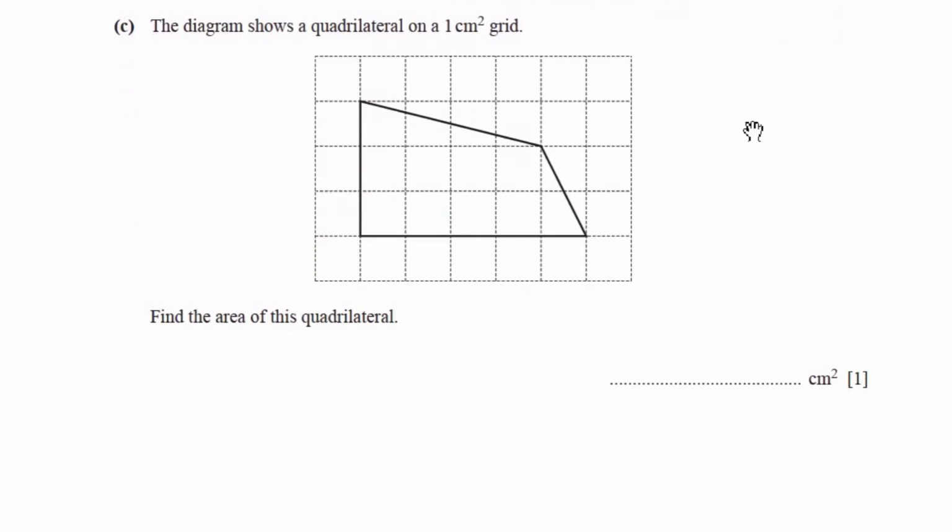Part C says the diagram shows a quadrilateral on a 1 centimeter square grid. Find the area of this quadrilateral. To find the area, we first count the complete boxes. That's 1, 2, 3, 4, 5, 6, 7, 8. Now for the incomplete boxes, this is 9. This and this is 10. And this is 11. So we have 11 boxes. So that's 11 centimeters squared for the area of this quadrilateral.